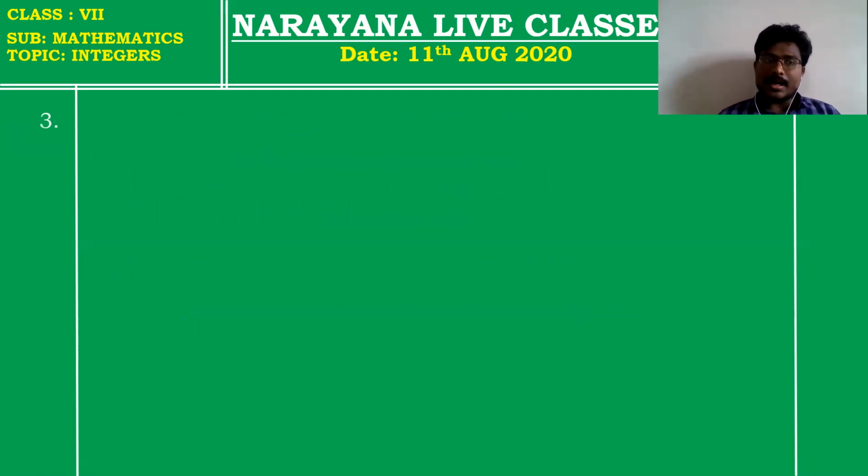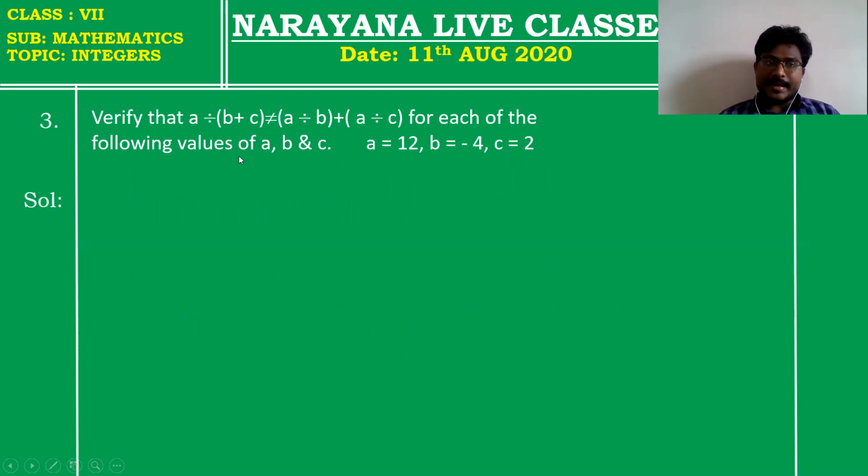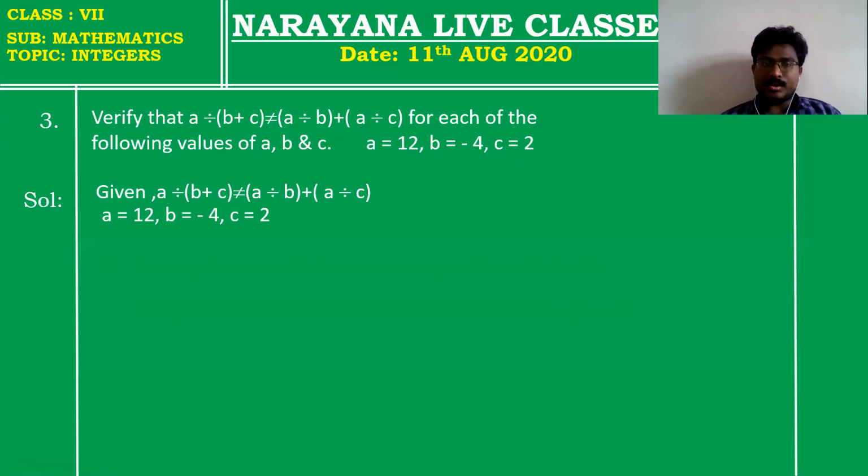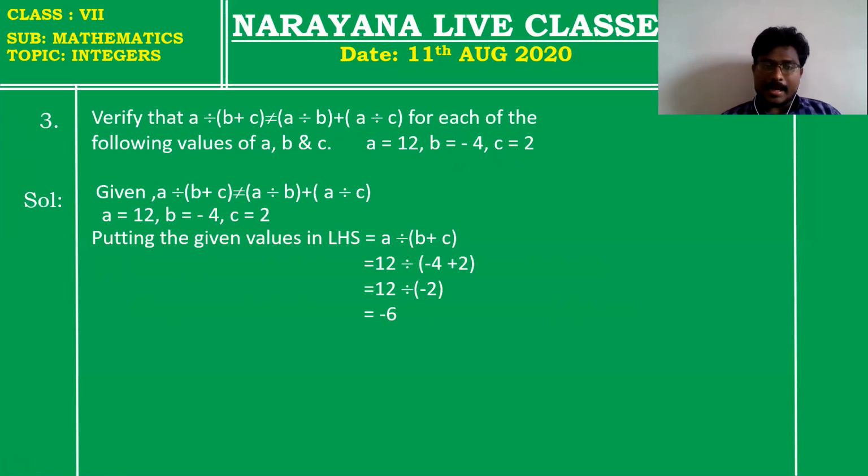Next, the third question: verify that a divided by (b plus c) is not equal to a divided by b plus a divided by c for each of the following values of a, b and c. a is equal to 12, b is equal to minus 4, c is equal to 2. Now here are the given values. First I am checking with the LHS, a divided by (b plus c). The a value is 12 divided by the b value, minus 4, plus 2.